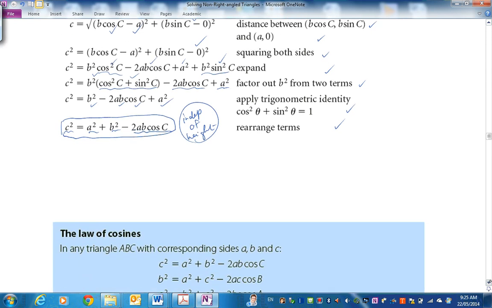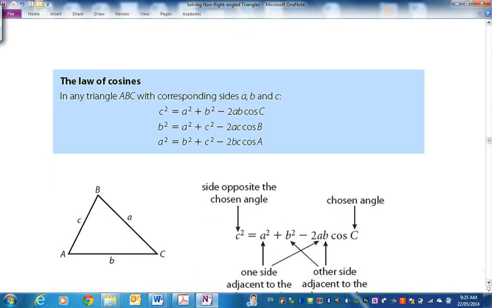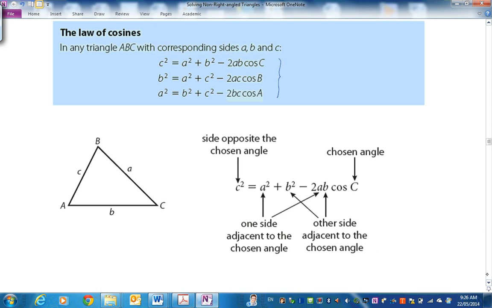Let's have a look. Here we are, law of cosines. Well, they've done it in 3 different ways. Why? Because it's generic. What do you mean by that? Well, if you've got this triangle, you choose the side opposite the angle. C squared is the sum of the squares of the other 2 sides minus twice their product by cos of the angle opposite. So that's the pattern.